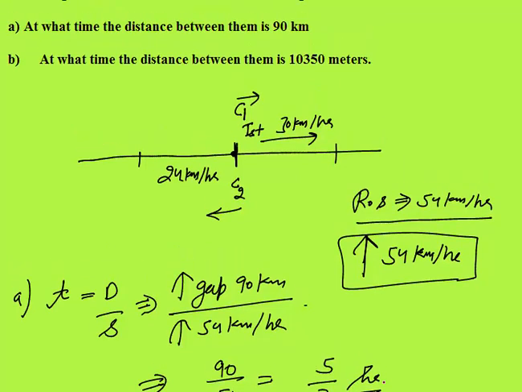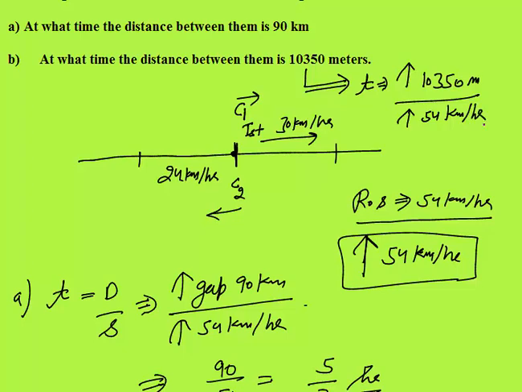B part was at what time the distance between them is 10350 meters. Again you can calculate this time. Time is distance upon speed. We need to create the gap of 10350 meters. Here it is in meters. At a relative speed, the gap is increasing at a speed of 54 km per hour.